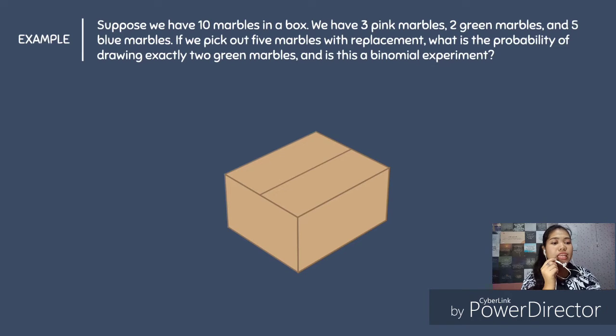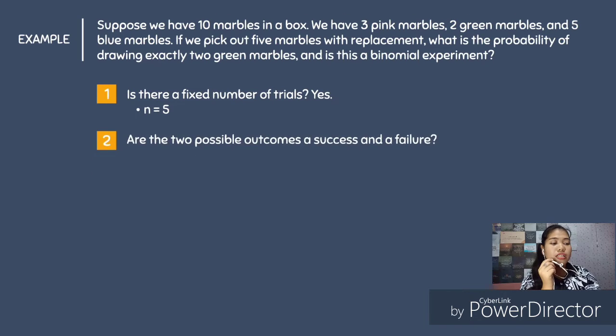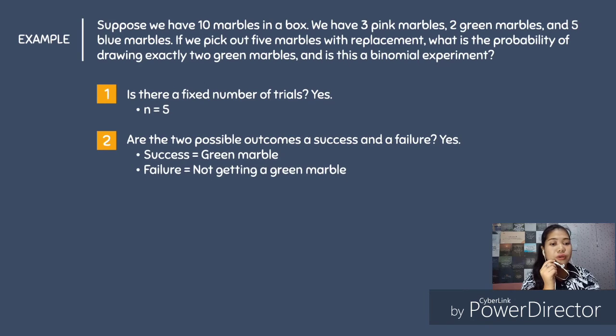Before we calculate any probabilities, let's see if we have a binomial setting. Is there a fixed number of trials? Yes. N is equal to 5 because we are picking out 5 marbles. Are the two possible outcomes a success and a failure? Yes, a success is getting a green marble and a failure is not getting a green marble.